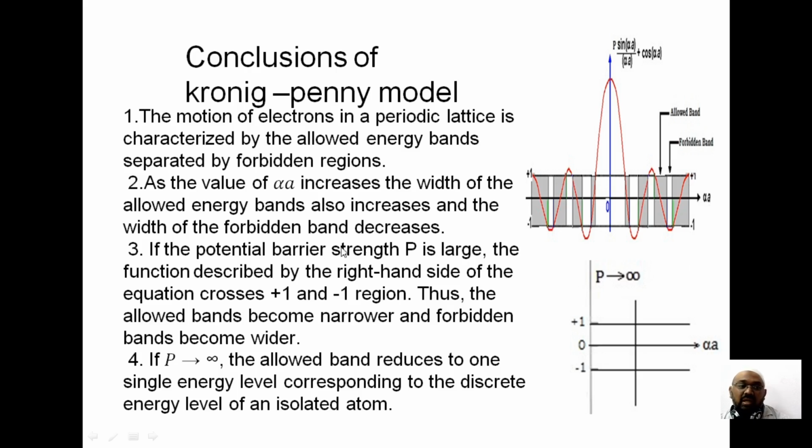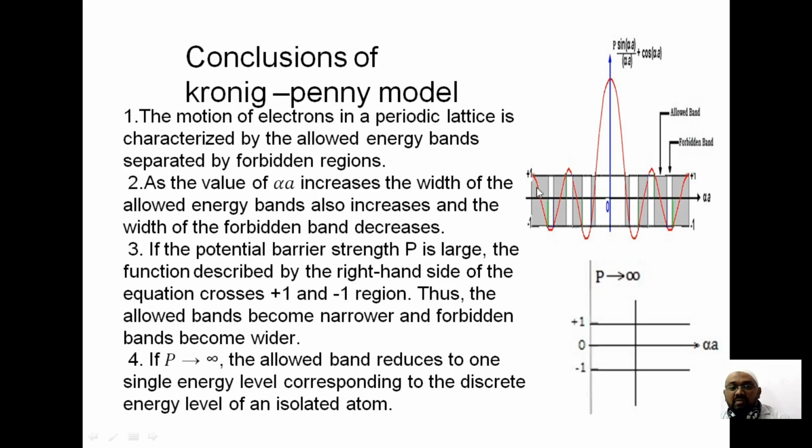This is alpha a. Now if we increase the potential barrier strength, this P value, further, what will happen? The function crosses the function.